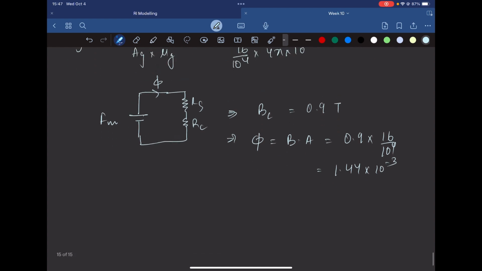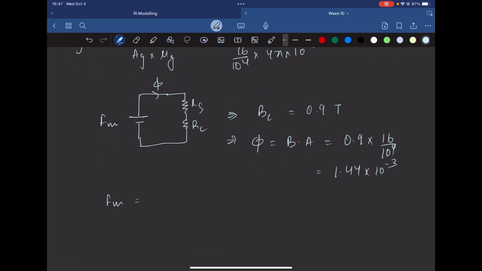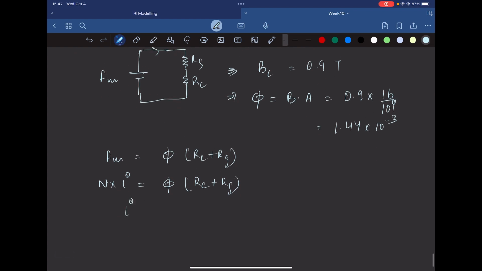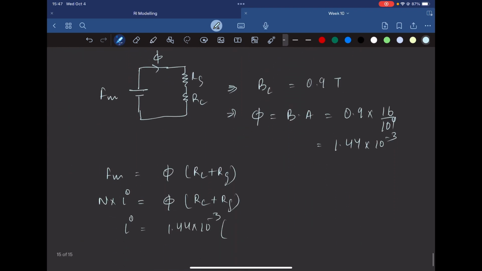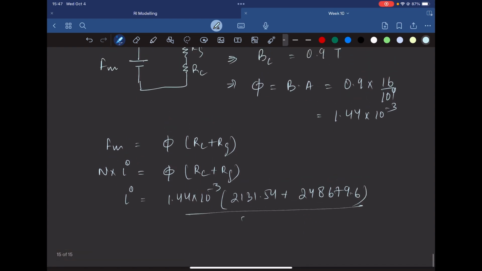Now we know Fm is phi times Rc plus Rg. Magnetomotive force is given by N times the current I, which equals phi times Rc plus Rg. So we know all of these variables, right? Phi is 1.44 into 10 raised to the power minus 3, Rc is 2131.54, and you have Rg as 248,679.6, divided by N, which is 225, right? So here you can calculate I.